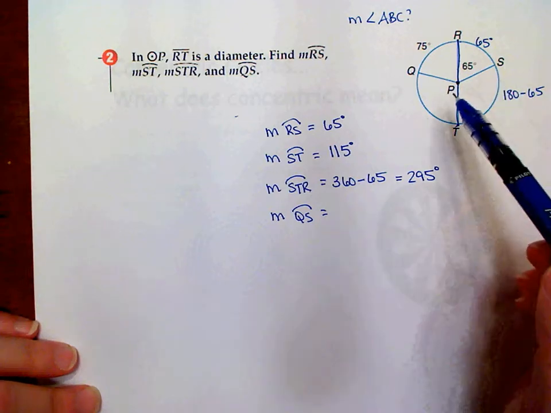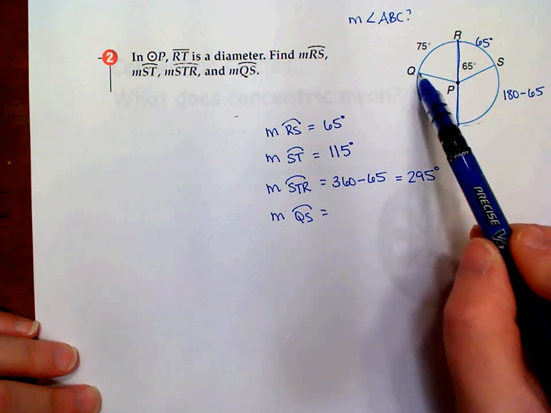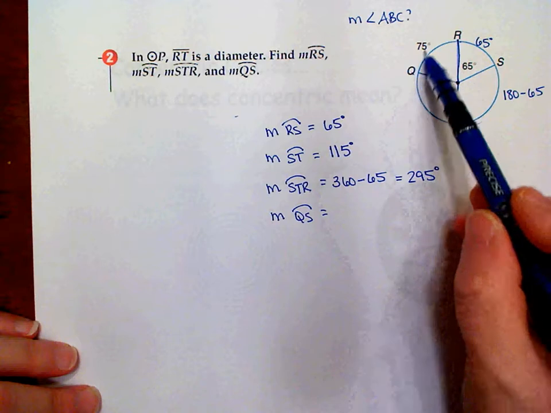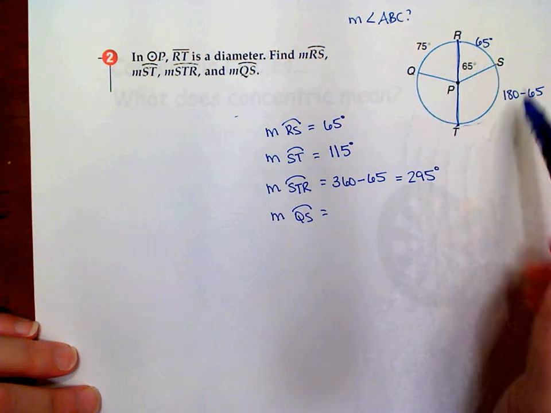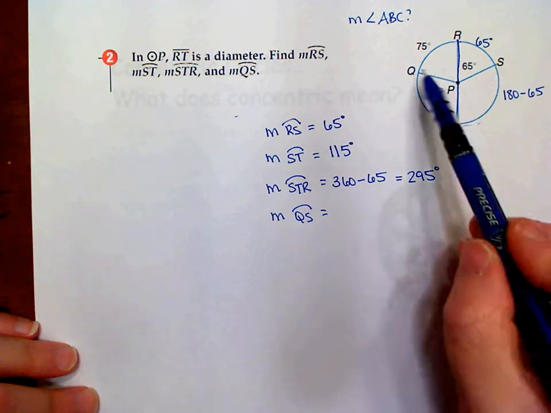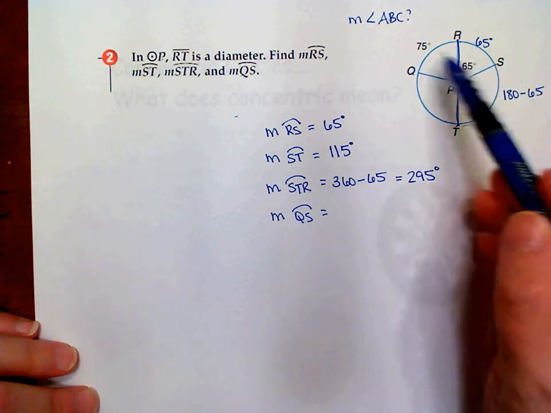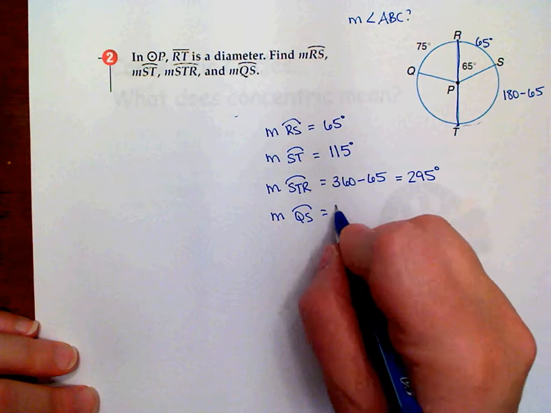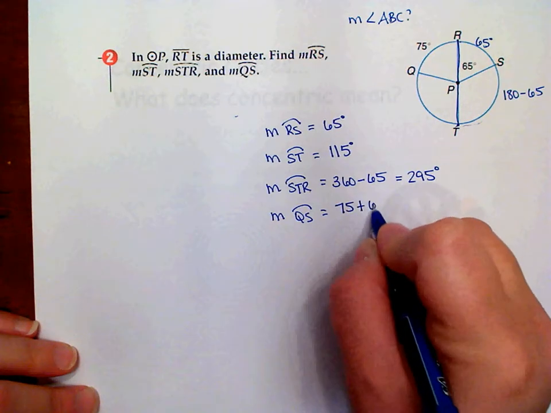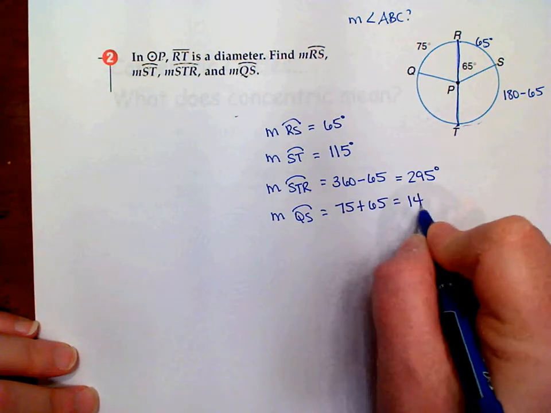And then finally, QS. Now, you have to understand, since it only has two letters, it's talking about the shortest distance, not the long way to get between those 2 points. So it has to be less than 180 degrees. So Q to S, the short way, is adding up those adjacent arcs. 75 plus 65 is 140 degrees.